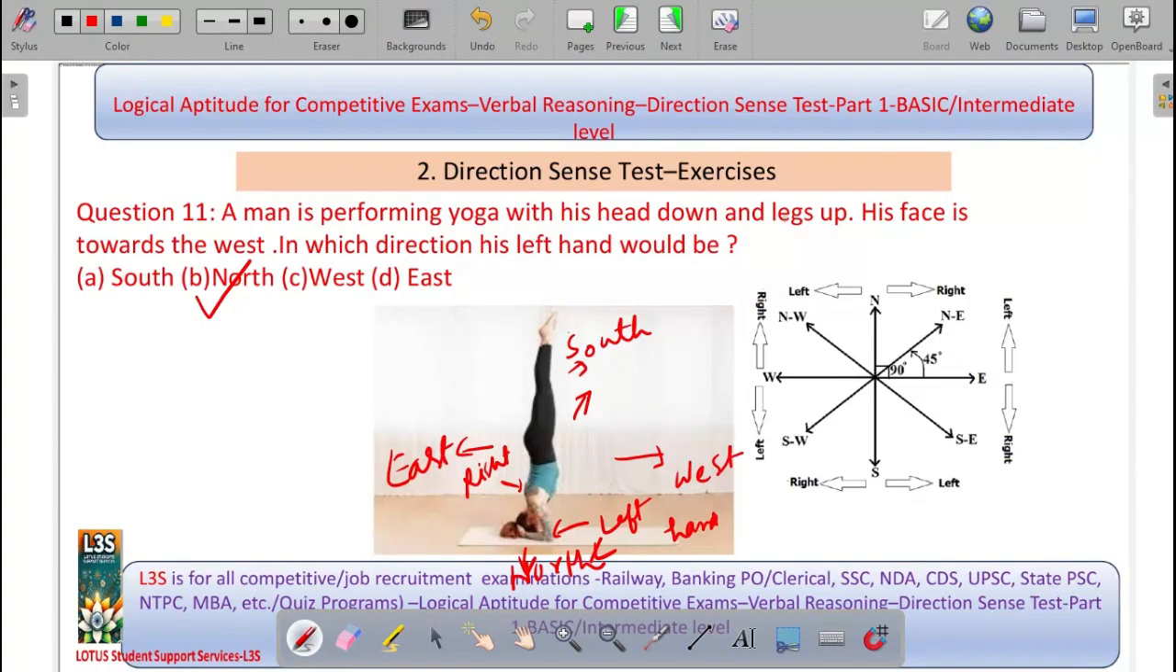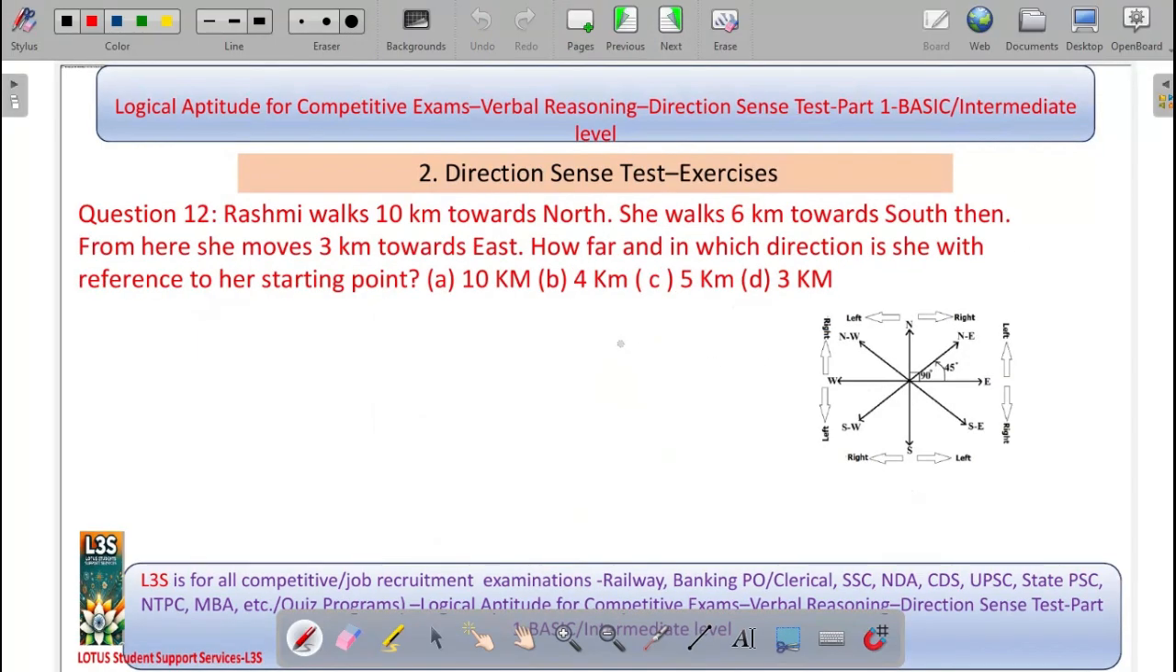In this kind of question, you have to imagine it this way. Rasmi walks 10 km towards north. She walks 6 km towards south. Then from here, she moves 3 km towards east. How far and in which direction is she with reference to her starting point? Okay, we start from here. This is the starting point.